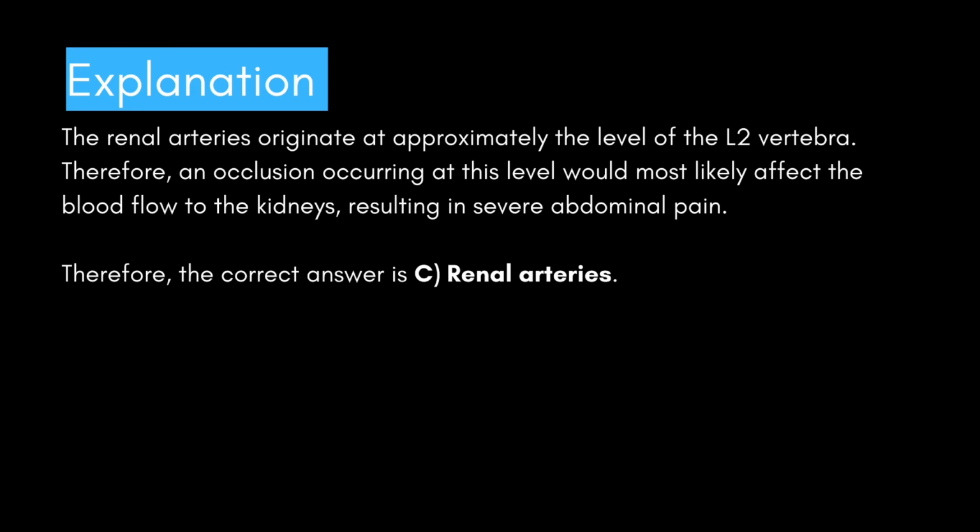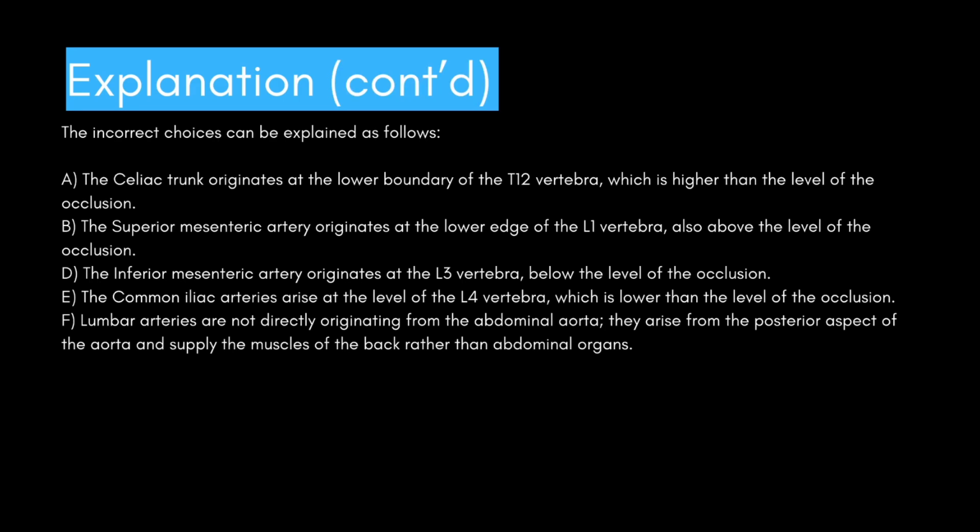The renal arteries originate at approximately the level of the L2 vertebra. Therefore, an occlusion occurring at this level would most likely affect the blood flow to the kidneys, resulting in severe abdominal pain. Therefore, the correct answer is C, renal arteries. Let's go ahead and take a look at why the other answer choices are incorrect.